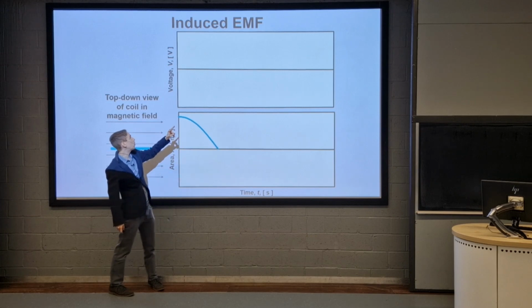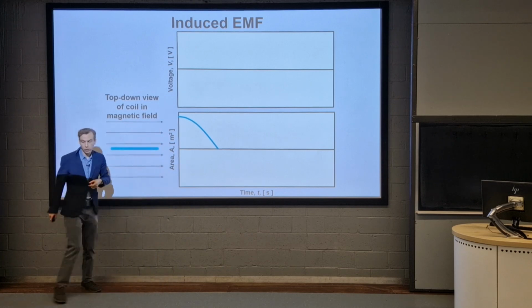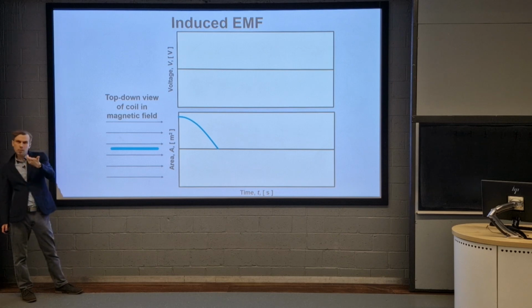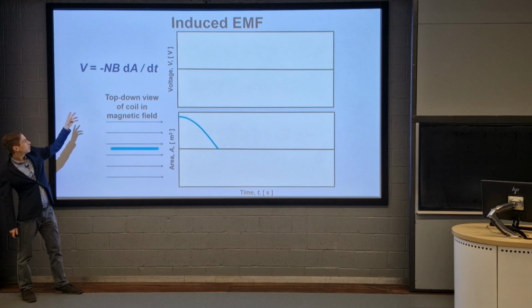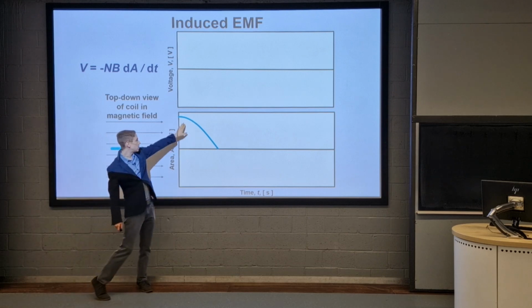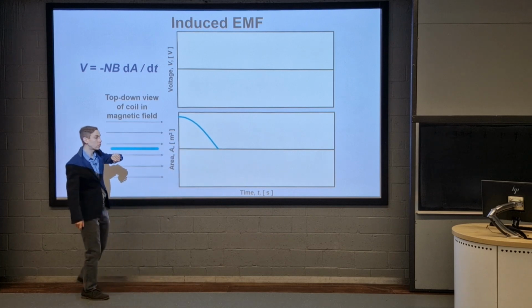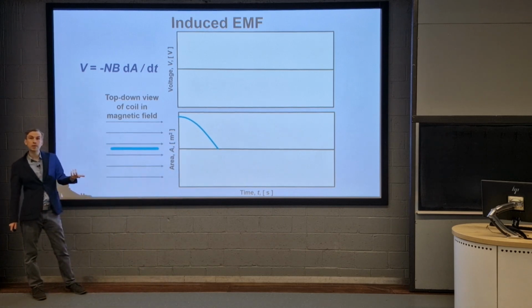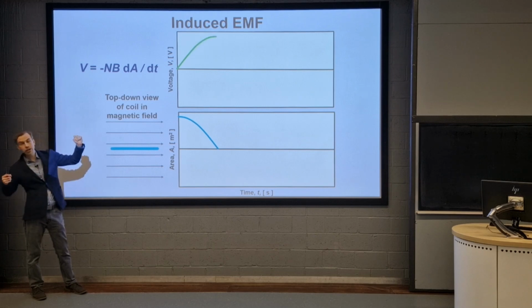So have a think about what that's going to do to the voltage that we're going to be inducing in our coil. Remember the relationship between voltage and area that we just saw: voltage equals minus N B dA by dt. So it's really the slope of how this area is changing that is going to be our voltage. So even though we start off with some area, our voltage actually starts out really low, and as we're changing this area, that's giving us some voltage.